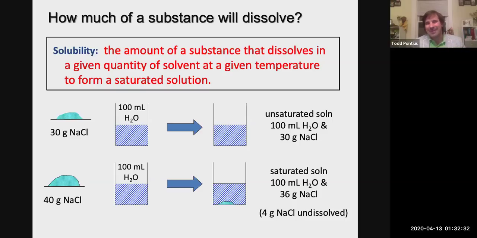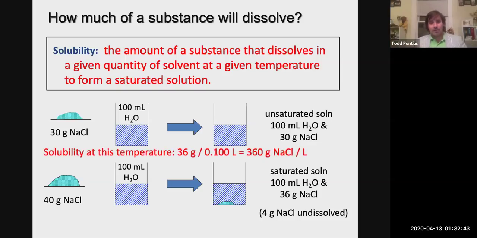So that means that basically the capacity of this 100 milliliters of water is 36 grams of NaCl. It can dissolve that. Any more, forget about it. So at this particular temperature, 36 grams will dissolve for every 100 milliliters, or 0.1 liters. So we could say that the solubility is 360 grams of sodium chloride per liter of water here, okay?